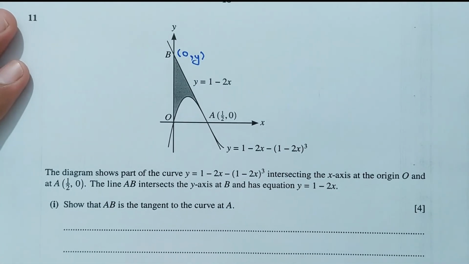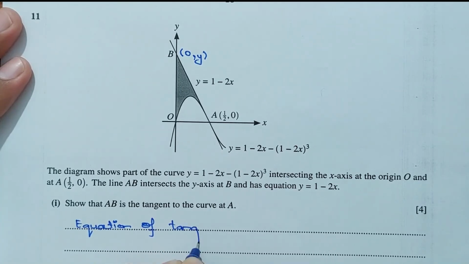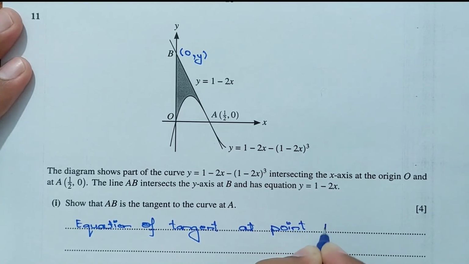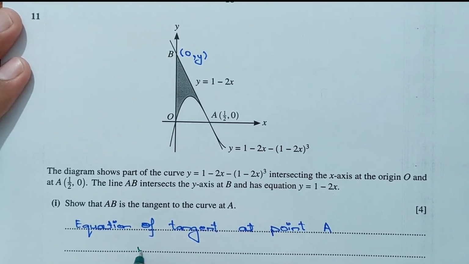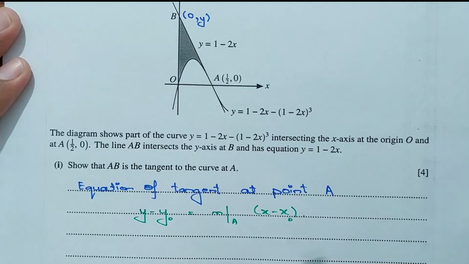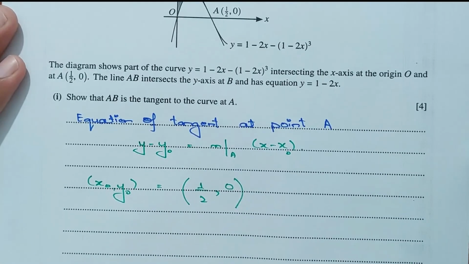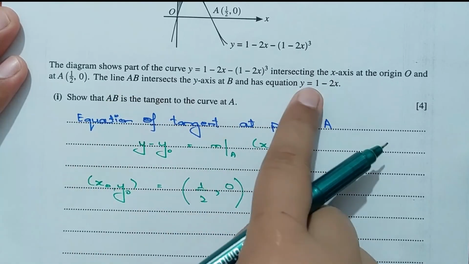So basically we have to find the equation of the tangent at point A. The equation of the tangent is y minus y naught equals m at point A times x minus x naught. What are x naught and y naught? The point A is (1/2, 0). And what is m? m is the slope of this line.